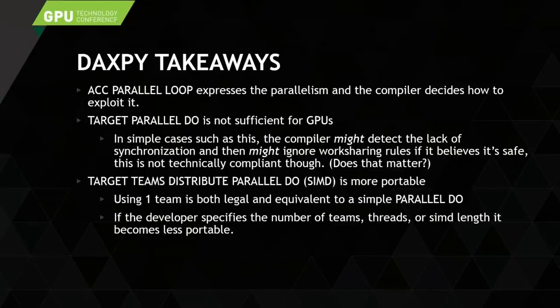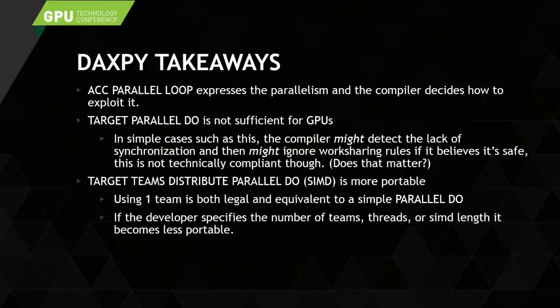And a target parallel do, which I think is tempting for a lot of people. A lot of people think, I have parallel do's or I have parallel fors in my code. By the way, I did this in Fortran because it's really simple to do CUDA Fortran and OpenACC in the same file. But the same should be true in C as well. Target parallel do is really not sufficient for GPUs. It doesn't expose a lot of parallelism.